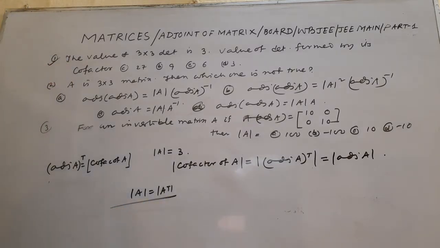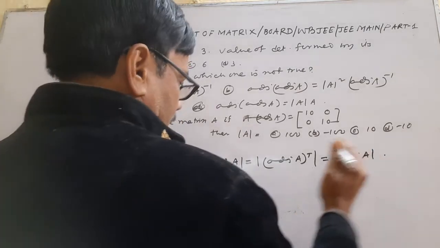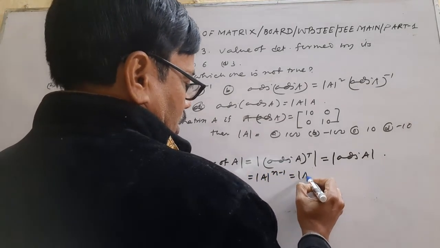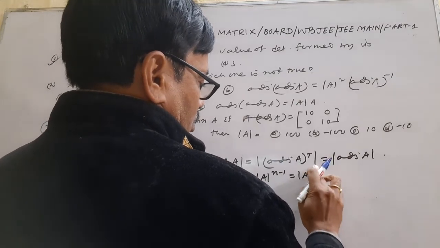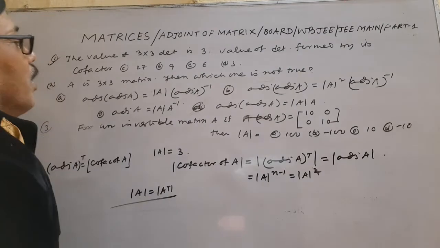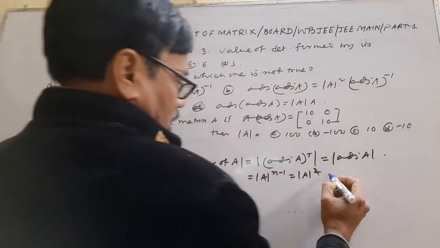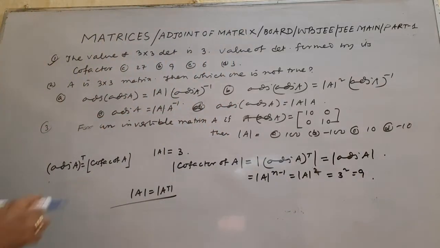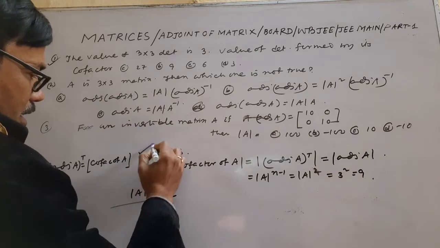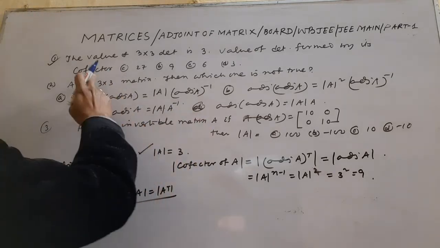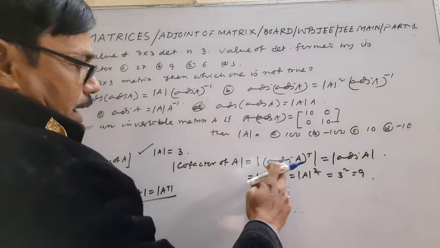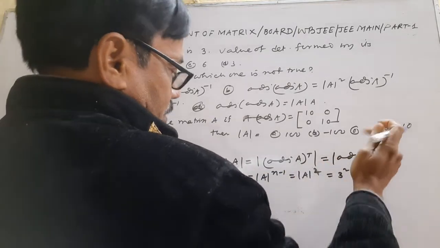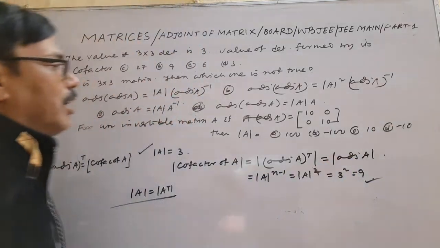This is a well-known property. Now it is the adjoint of A, so determinant A to the power n minus 1. So n is 3, so determinant A whole squared. Now what is determinant A? It is 3. So 3 squared, this is 9. Look again: determinant A is given as 3, the value formed by the cofactors of A, so the determinant of the adjoint of A transpose equals again the determinant of the adjoint of A. So this is 9.